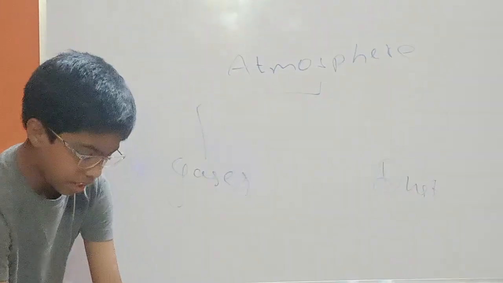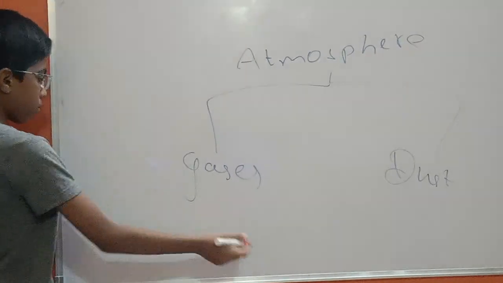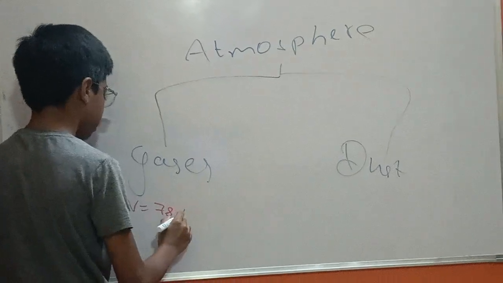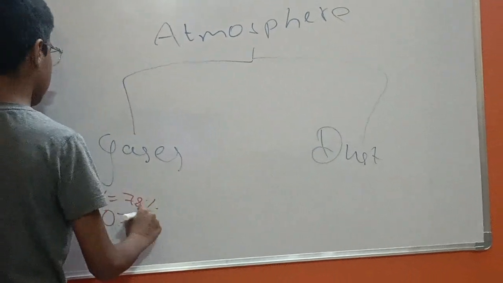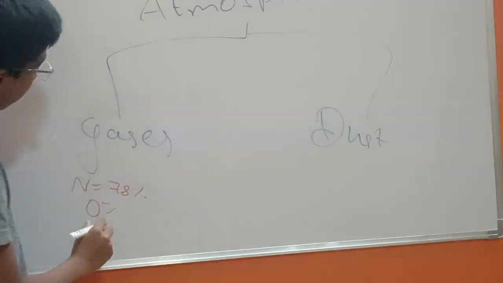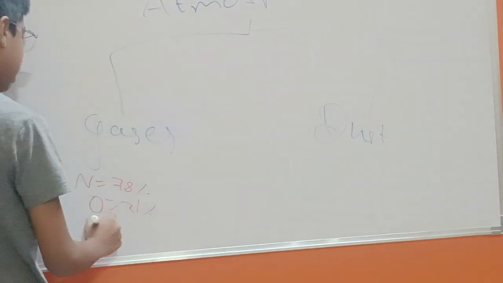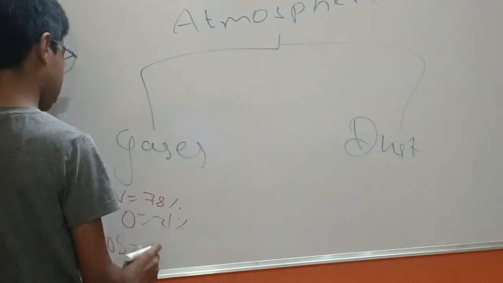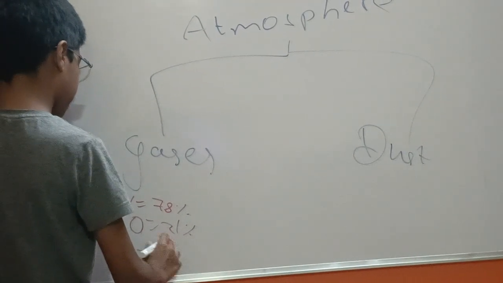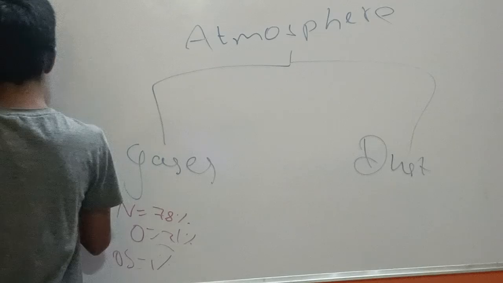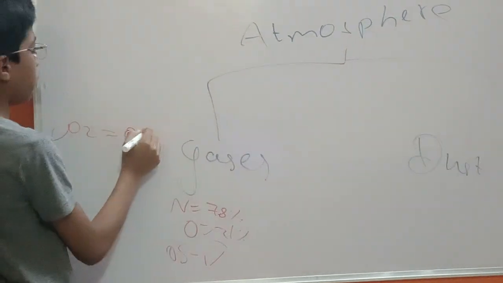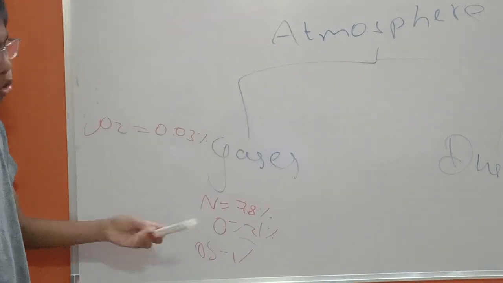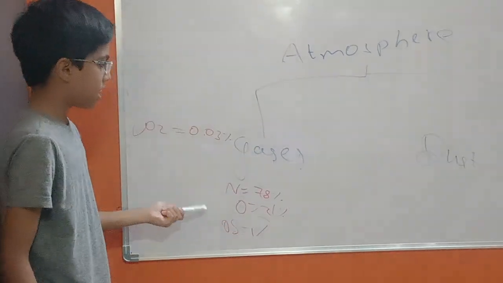Gases. In the air there are many gases, and among those gases, nitrogen is 78%, oxygen is 21%, and the remaining 1% are other substances. In this 1%, carbon dioxide is 0.03%. Even though this is a small percentage and that is a very large percentage, we require all of these in our life.